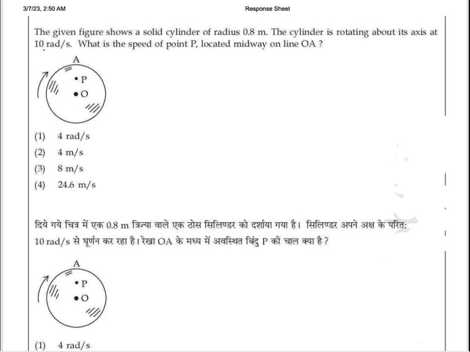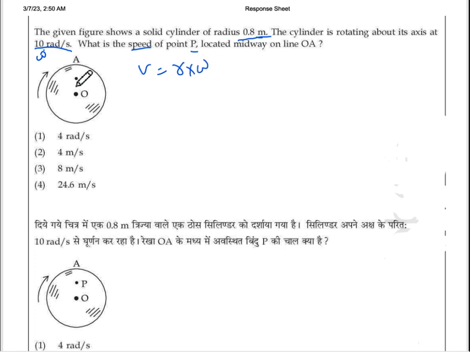Our first question is given as: the radius of the cylinder is 0.8 meter, and it is rotating with 10 radian per second, which is our omega. The question is asking to find the speed at point P. So our speed formula is V equal to R cross omega.